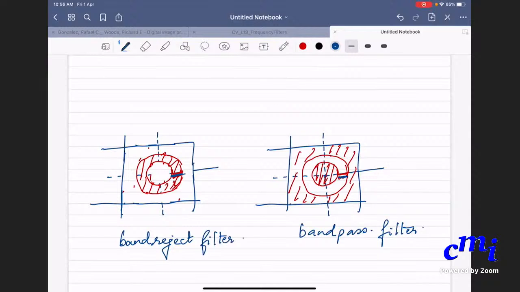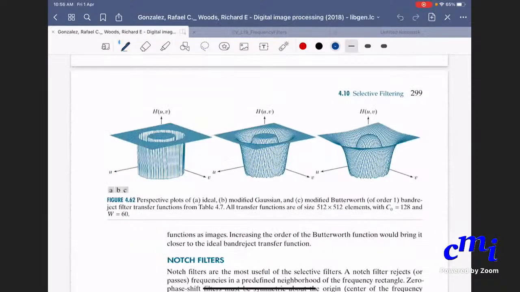Okay, that's the basic idea of band pass and band reject. If you have a formula for band pass, then a band reject filter will be 1 minus the corresponding band pass filter. That is the connection between the two. Okay, and these are their perspective plots.